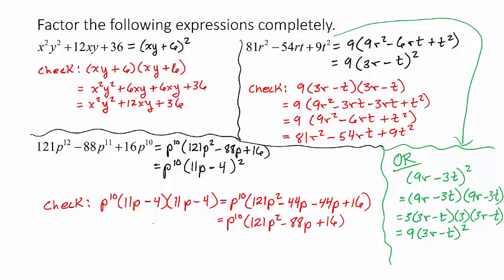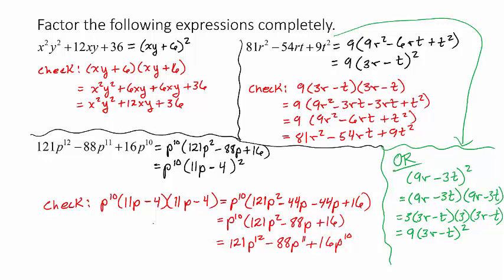Okay, and now all that's left to do is to distribute the p to the 10th through. So p to the 10th times 121p squared is 121p to the 12th, minus 88. Let's see, p to the 10th times p is p to the 11th, plus 16p to the 10th. Okay, is that what we started with? Yes, it's the original expression.